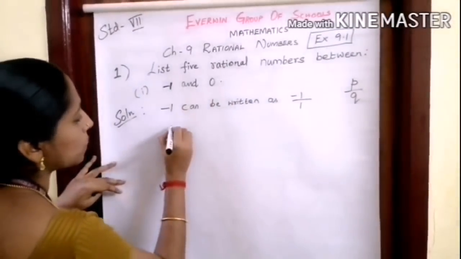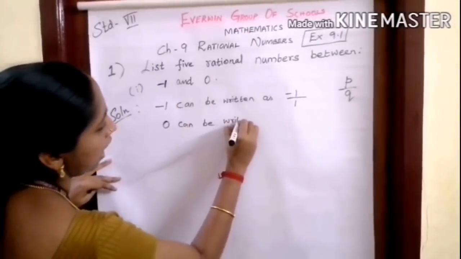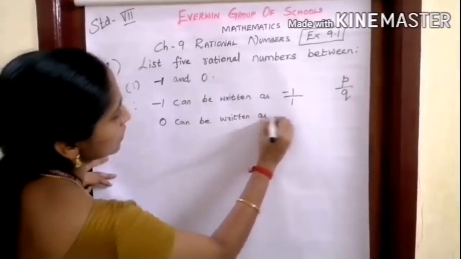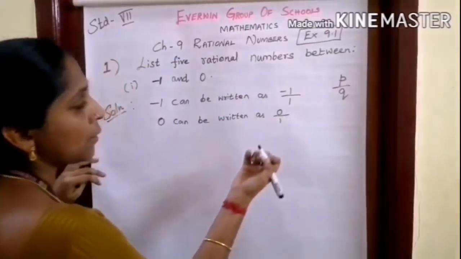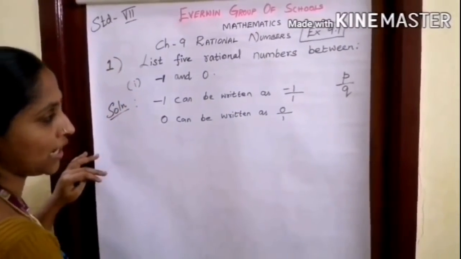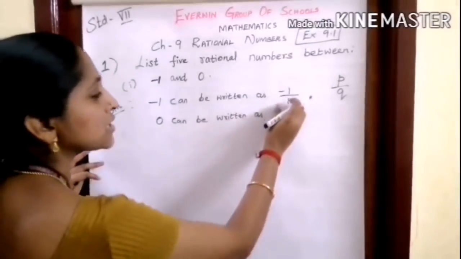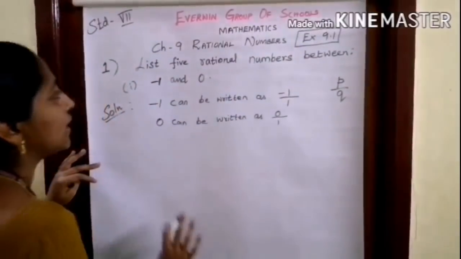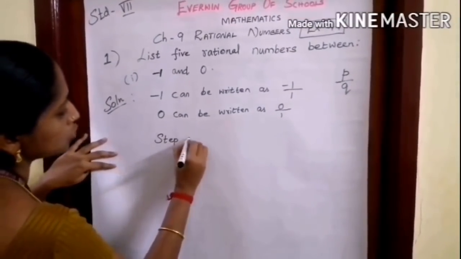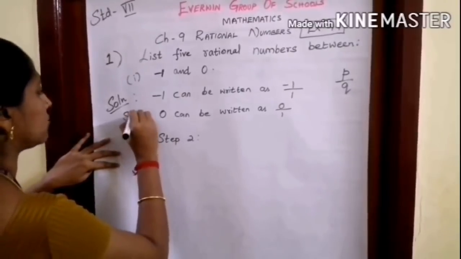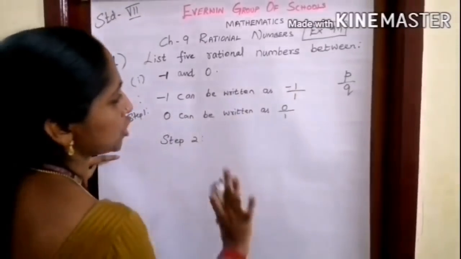Next, 0. 0 can be written as 0 by 1. 0 divided by any number, the answer is 0 only. This is also in the form of P by Q. Hence, now this is in the form of a rational number. Next step. So, step 2. This is step 1. First we have written the integers in the form of rational numbers.